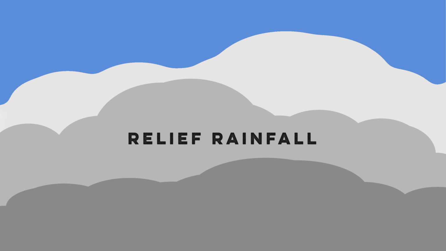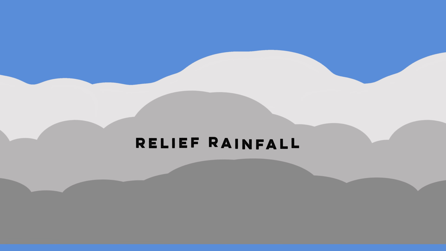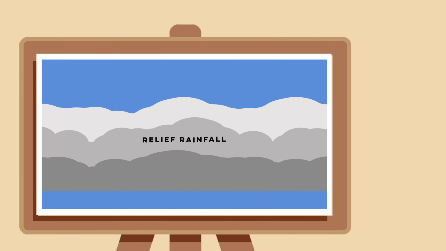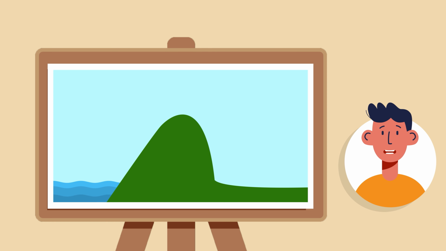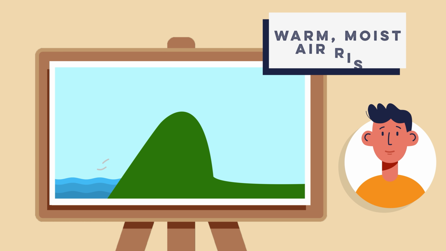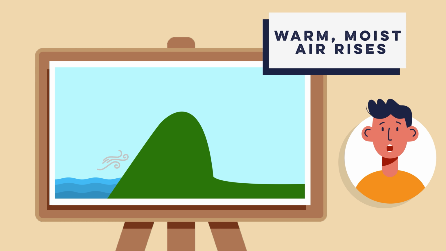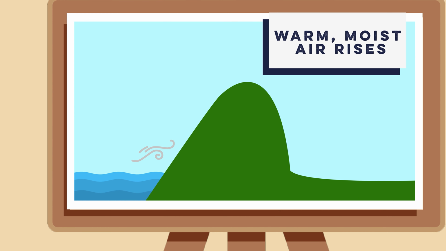Today, we're going to explore the fascinating process behind the formation of relief rainfall, a common occurrence in certain geographical areas. It may seem complex, but I'll break it down into some easy to follow steps. Step 1 is warm, moist air rising. Relief rainfall occurs when warm, moist air is forced to rise over a mountain or hill.